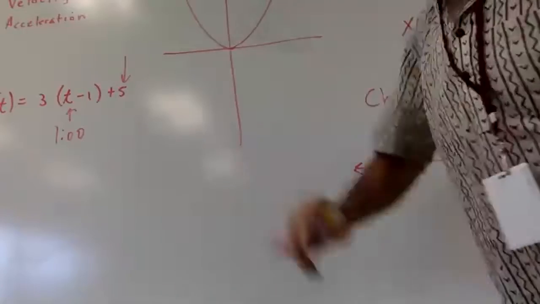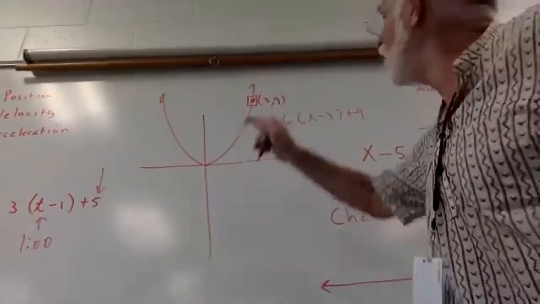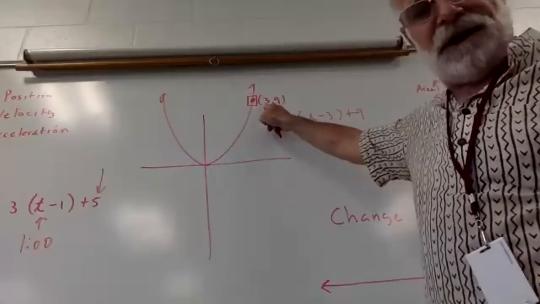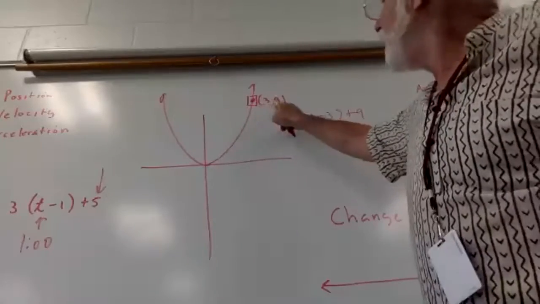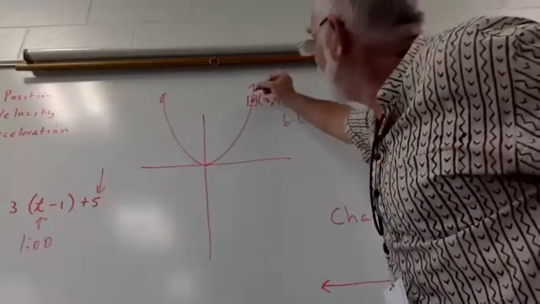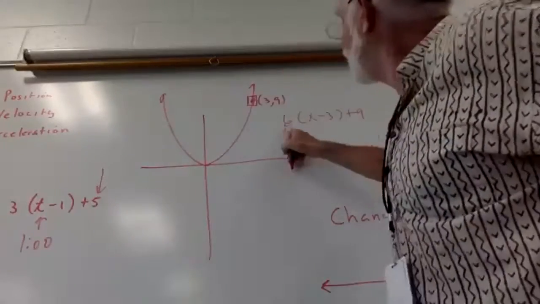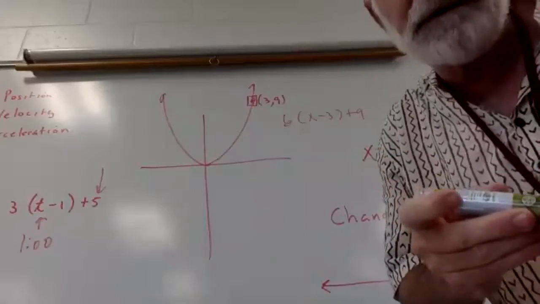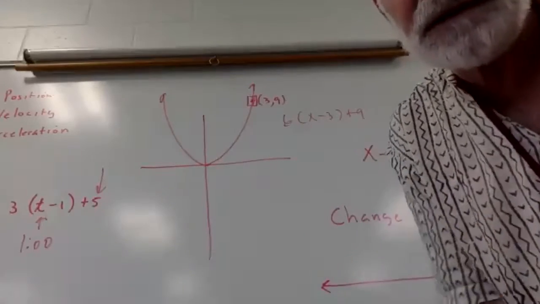We can't see the board. Thank you. I'm thinking of that right now as an input of time. That's a position. And I know that if I linearize this, she's going to be going at 6 miles an hour. You don't know how I did that, but I'm giving you a sneak peek to the future.